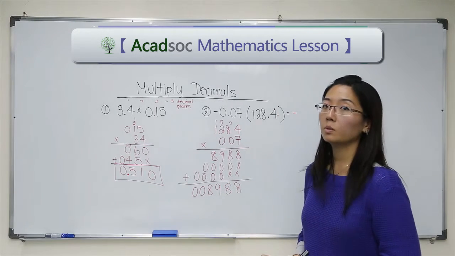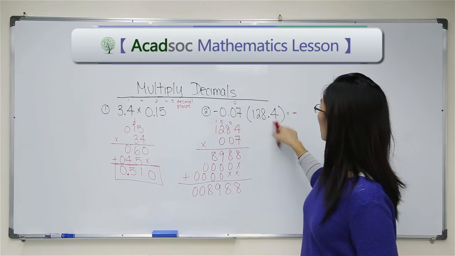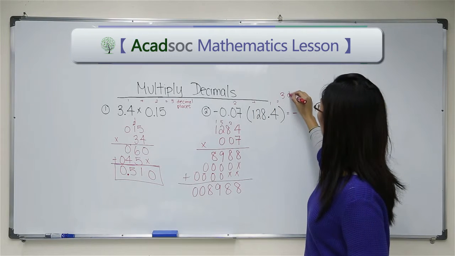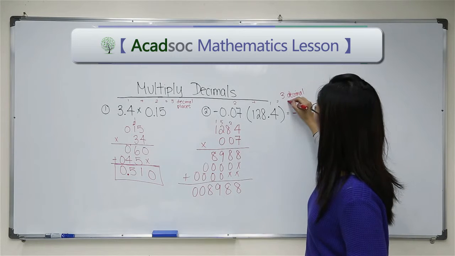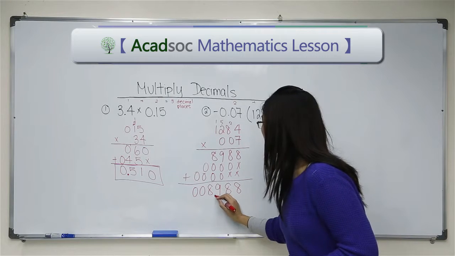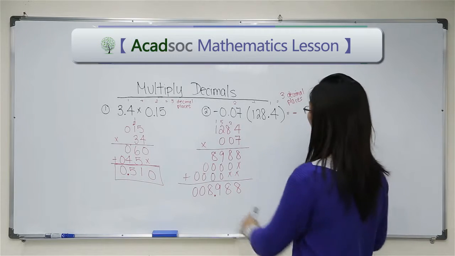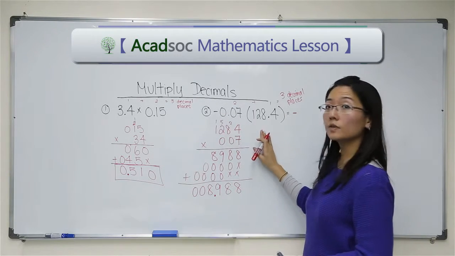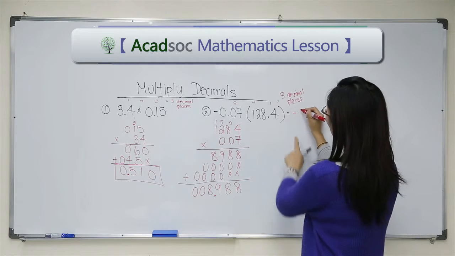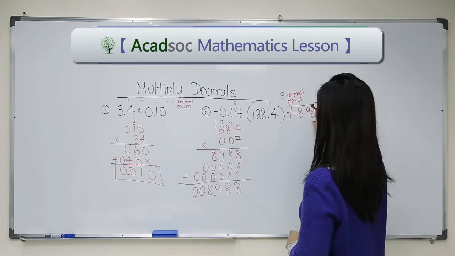But where does the decimal point go? Let's look at our original problem. There are 2 decimal places here, only 1 here. Therefore, just like the other one, we'll have 3 decimal places in our answer. So let's look. 1, 2, 3. That means our decimal point would be in between 8 and 9. That means our final answer. Remember, a negative times a positive is negative. So that's why we have a negative here already, just in case I forget. So we have negative 8.988. That would be our answer for number 2.